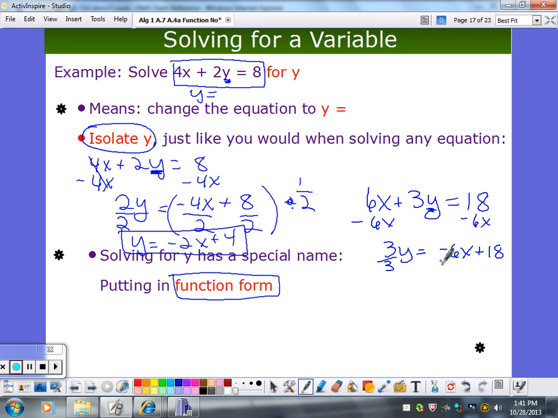Divide by 3. What gets divided by 3? Everything gets divided by 3. Now you can do it like this too. You look this way: what's negative 6x over 3? Then you look that way: what's 18 over 3? 6. So either you can make one big line, or you can make 2 lines, dividing each one separately. It means the same thing.